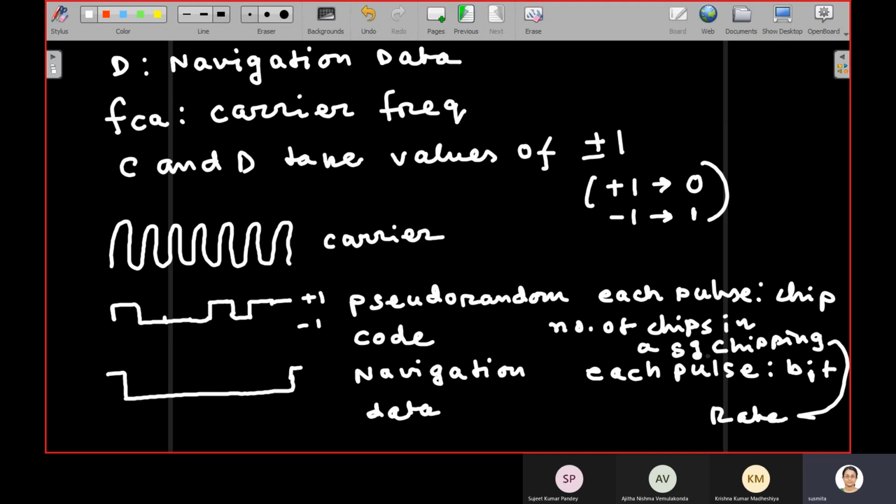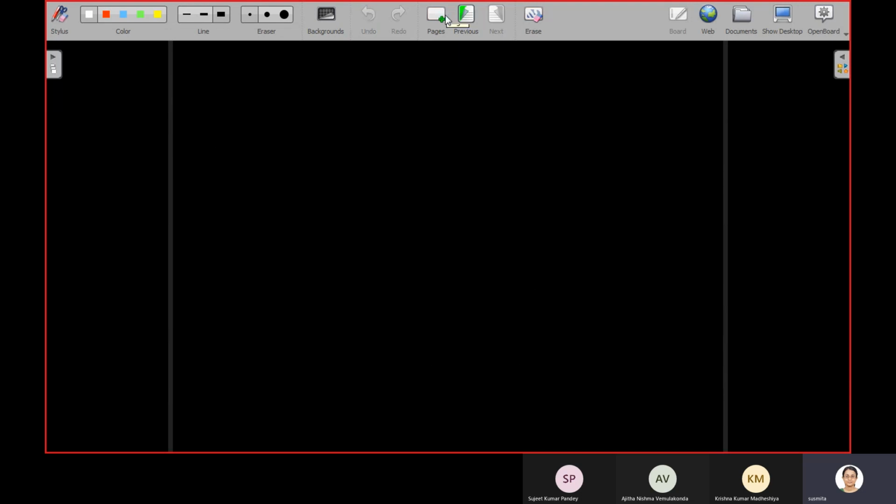But if you see the series of plus minus 1 over a short period of time, you will find that it has some random pattern. You will not be able to make out that it repeats sometime. This is why it's called pseudo-random. Okay. Ajita, have you understood? Yes, ma'am.